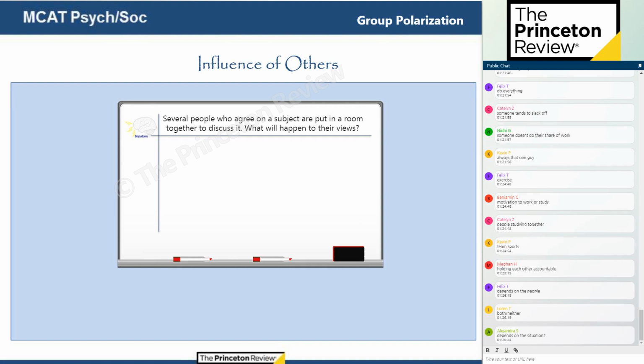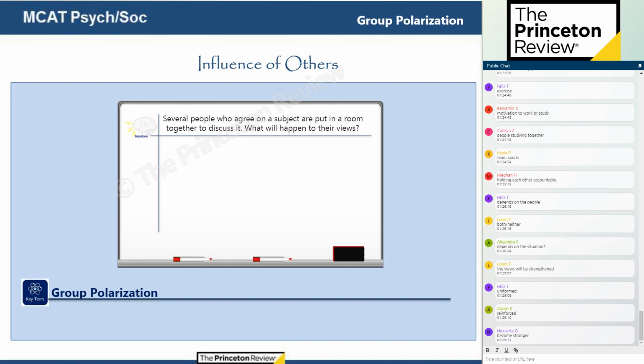Okay, here's a little scenario for you. We've got people who agree on a subject. They get put in a room together so they can discuss the situation further. What do you suppose happens to their views? Right, views get stronger, they're reinforced. This is the phenomenon known as group polarization.